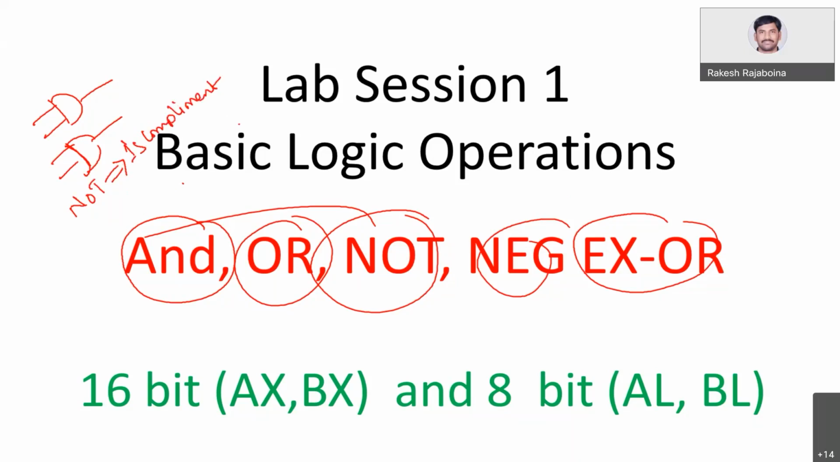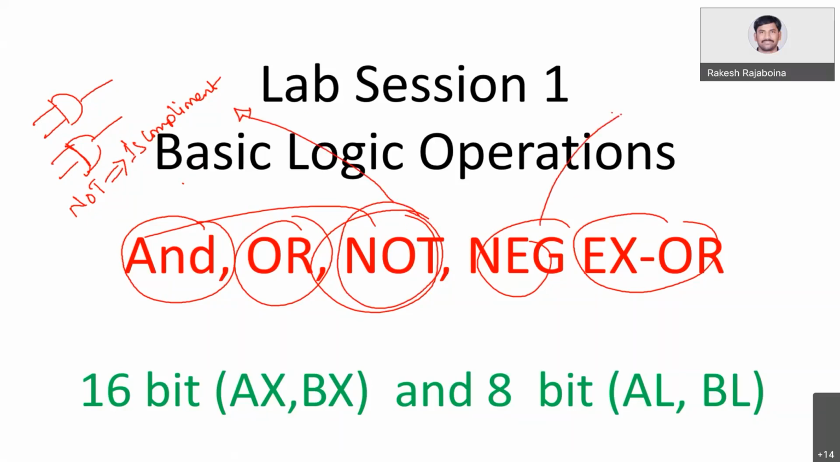One's complement. Did you remember? Okay. Yes, sir. So of course, active low is also fine, but usually the NOT operation is nothing but producing a ones complement of a given number. So that means when you write the NOT operation in 8086, it's going to produce a ones complement.